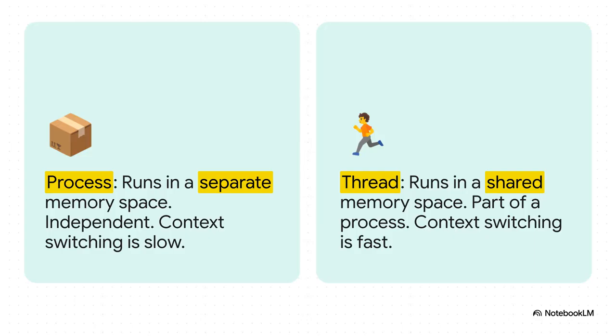And for your exam, this slide is absolutely crucial. Here's the bottom line. Processes are heavy and independent, each in its own memory bubble. Switching between them is slow. Threads, on the other hand, are lightweight because they share memory, which means switching between them is lightning fast.